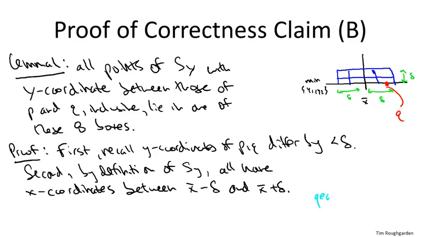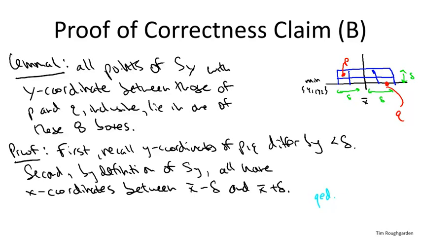This is just a lemma, so I'll use a lowercase QED. Remember, this is just a step toward proving the overall correctness claim, but it is a good step. The way to think about this is we draw these boxes. We know either P or Q is at the bottom. The other one is going to be on the other side of the black line X bar, but in some other box. So perhaps P is here. And the lemma is saying that all the relevant points of SY have to be somewhere in this picture.